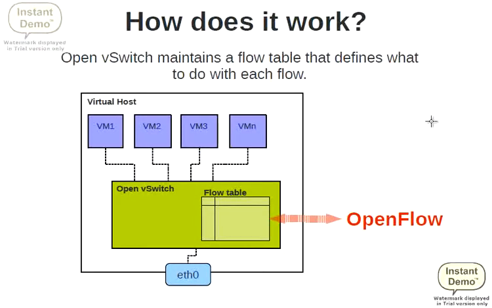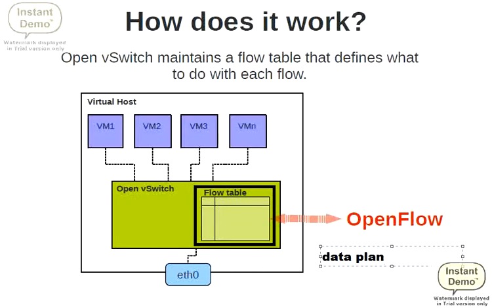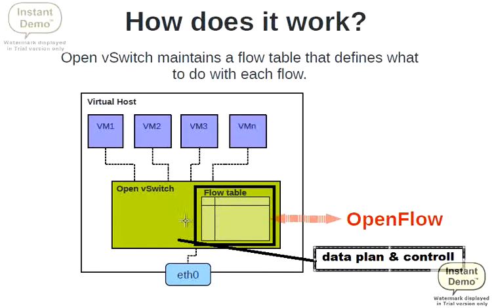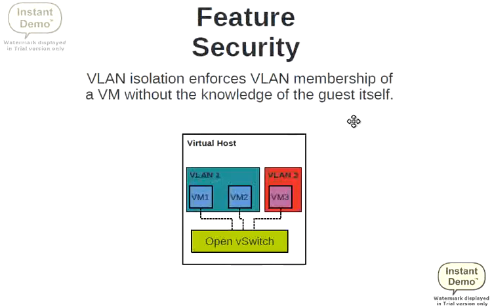Now, how does it work? The Open Virtual Switch maintains the flow table that defines what to do with each flow. Every virtual machine is connected with the Open Virtual Switch, and the Open Virtual Switch is connected with one physical Ethernet 0 interface where traffic goes out. Each Open Virtual Switch has flow tables that make decisions on how data flows. So every switch has one data plane and one control plane. The data plane means the flow table, and the control plane is connected with the controller by using the OpenFlow protocol. Here we use OpenFlow protocol version 1.1.